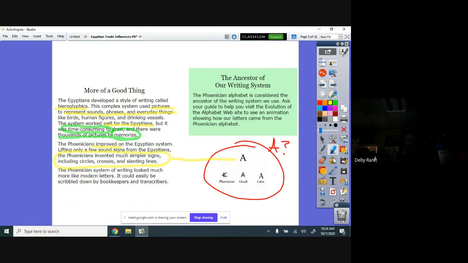What is our alphabet made out of these days? Look at our letter A. What is it made out of? Two slanting lines and a third that adjoins them in the middle. That's the uppercase A. If we look at a lowercase a, it's a circle with a tail. So if it weren't for the Phoenicians inventing circles, crosses, and slanting lines, would you like to memorize thousands of pictures? That seems a little more difficult to me. Maybe that's just my opinion.